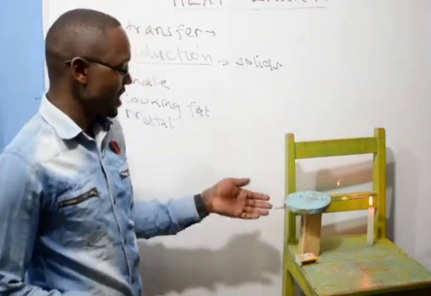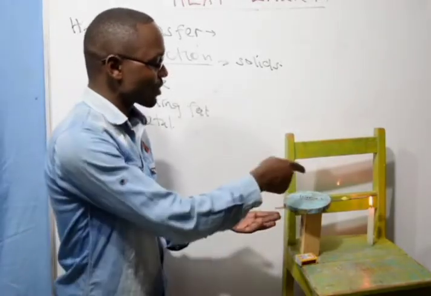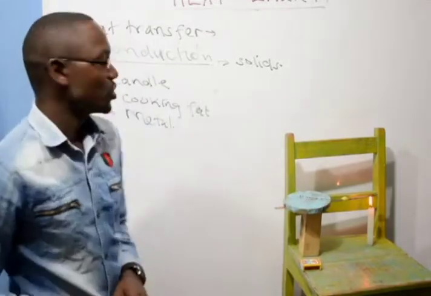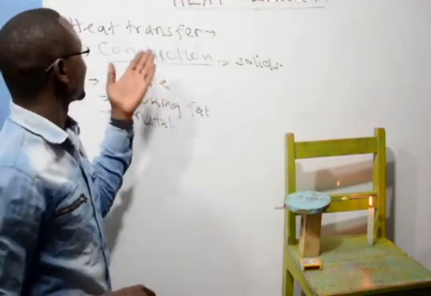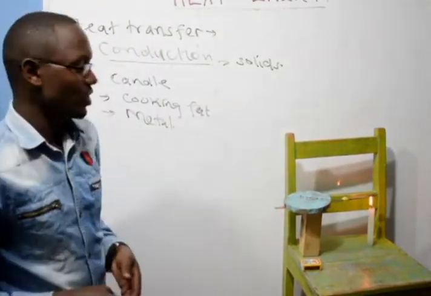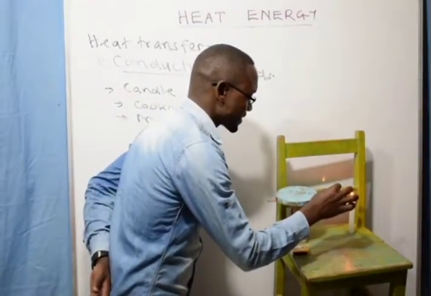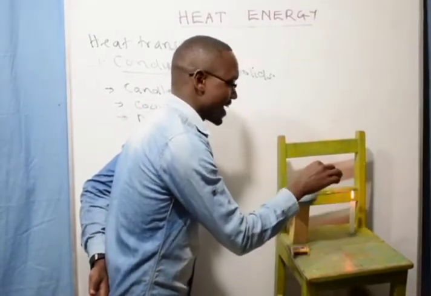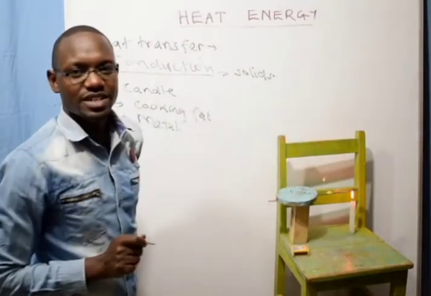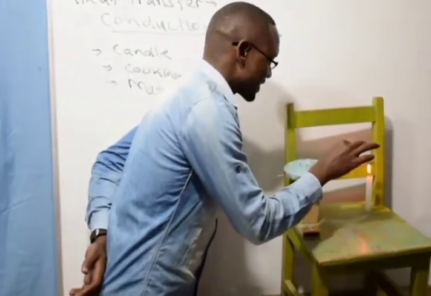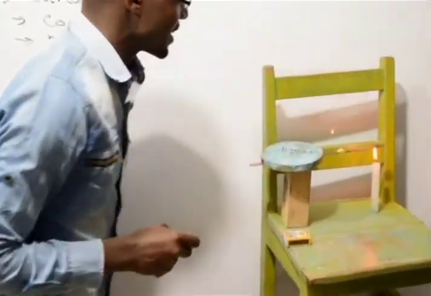Even if you can see this part is not in contact with the source of heat, it can burn you. So conduction is the transfer of heat through solids. You can see this part is already melting. Heat has so far reached this point, so that is why it is melting.